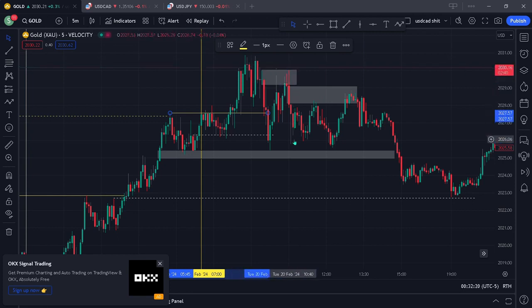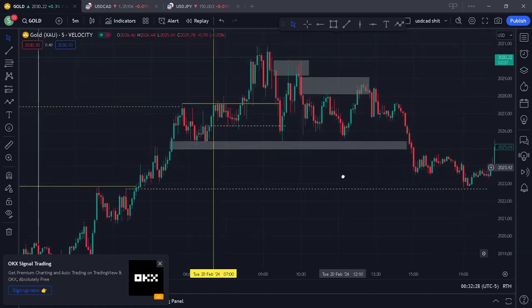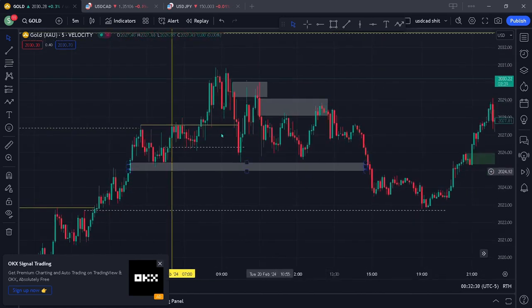Price made a higher high, we traded down. What are you aiming for? You are aiming for, obviously, the low. You'd be aiming for that. But what if we don't make it to the low? How else do you know to exit a trade? Your fair value gaps, you draw them out.